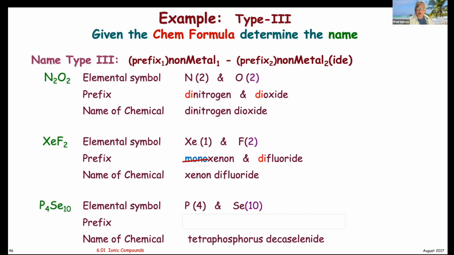The next one is 4 phosphorus, 10 selenium. Okay, so 4 is tetra, 10 is deca: tetraphosphorus decaselenide, and that's the final name. Okay, this is type 3. How do you know it's type 3? There are no metals. Nitrogen is not a metal, xenon is not a metal, phosphorus is not a metal, selenium is not a metal. When you don't see a metal in the formula, you have to use the type 3 nomenclature.